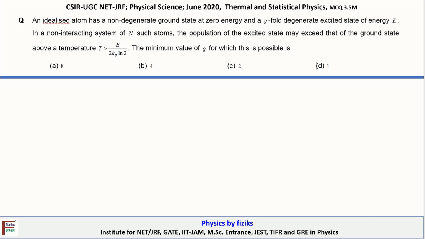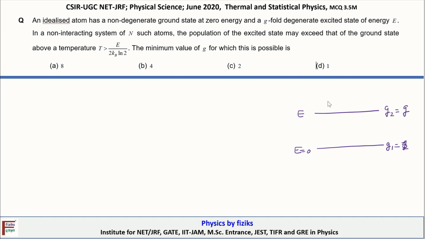Let's continue with the next question. The statement is: an idealized atom has a non-degenerate ground state at 0 energy and a g-fold degenerate excited state of energy E. So let's draw the energy levels for the given system. We have a two energy level system whose ground state energy is given to be 0, and excited state energy is E. It's also given that the degeneracy of the ground state, let's call that g1, is non-degenerate, so it is 1 basically, sorry. And the degeneracy of the first excited state, g2, is equal to g-fold.